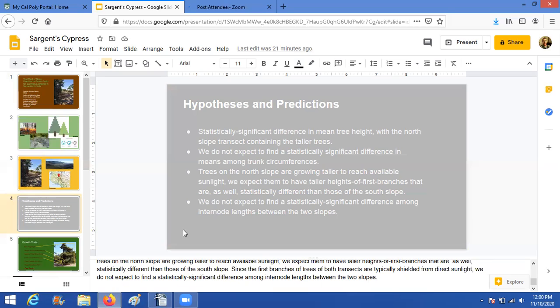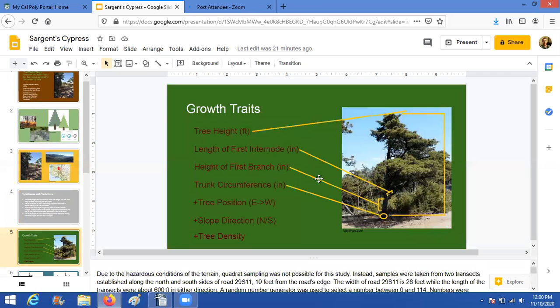So just a quick summary of the growth traits that we are measuring. Tree height here, length of first internode, which would be from the trunk to that first branch, off that first branch, right? Height of the actual first branch from the trunk, and then trunk circumference. We also noted tree position, slope direction, and tree density for the north and south.